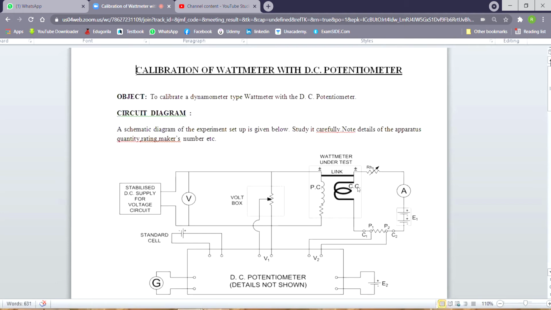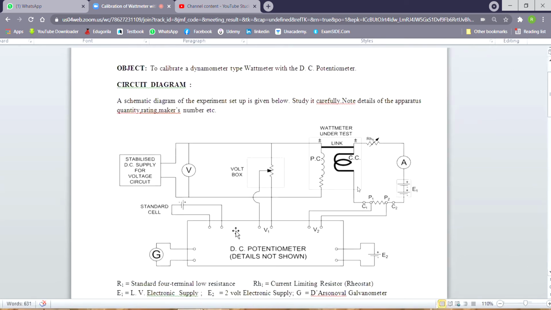But we know our potentiometer cannot get that 100 volt as input. Our potentiometer is always working at a very low level. The supply voltage of the potentiometer is not exceeding 2 volt or 3 volt. Just see in the instruction sheet here. Say this is our DC potentiometer. Here the supply voltage is given as E2. So it is the accumulator voltage we call, or simply supply voltage.